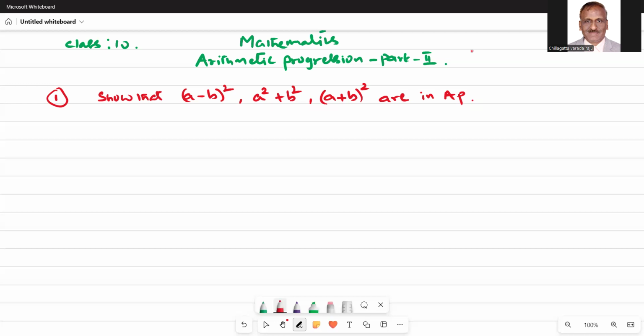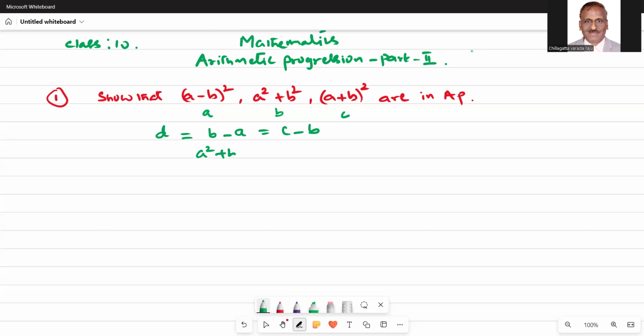And we know that the terms of a progression become an arithmetic progression when they have a common difference among themselves. So let us consider (a minus b) whole square as the first term, a square plus b square as the second term, and (a plus b) whole square as the third term. To check whether they belong to arithmetic progression or not, we will find the common difference. So for common difference, we have the formula, that is b minus a is equal to c minus b. So what is b here? A square plus b square.